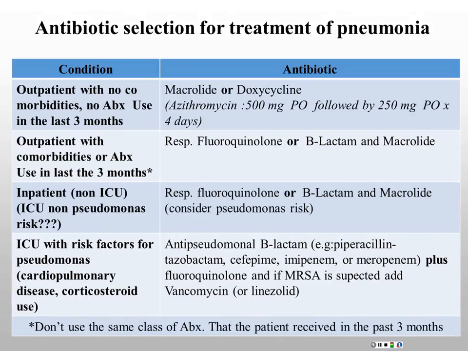Outpatient with comorbidity or antibiotic use in the last 3 months, you may use respiratory fluoroquinolones as your agent, or you can combine beta-lactam and macrolide. Inpatient in which you don't suspect resistant organisms such as Pseudomonas or MRSA, you can treat with respiratory fluoroquinolone alone, or you can combine beta-lactam with macrolide, just as we use azithromycin plus ceftriaxone, which will be a good choice.